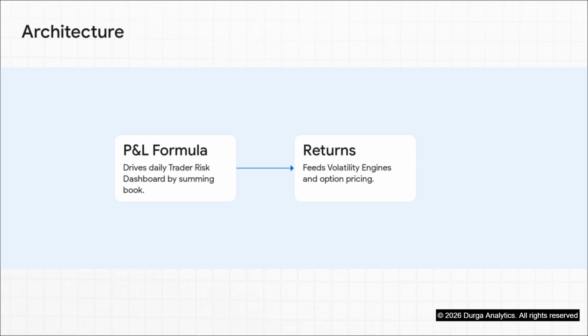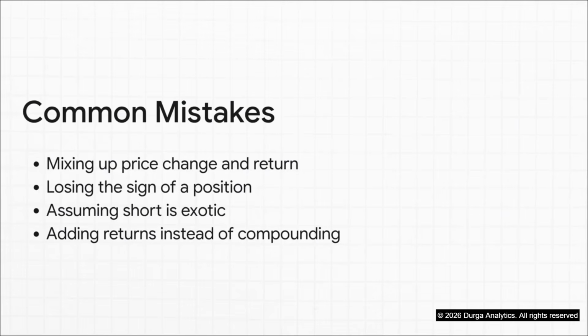Step 2, the returns calculation feeds directly into Module 3's volatility engines. We'll take those return ratios, extract them, and measure the spread of daily returns to calculate historical volatility, which then powers complex option pricing and our value at risk models. Now consider this slide your ultimate software quality assurance checklist. These are the most common code review mistakes you absolutely must avoid.